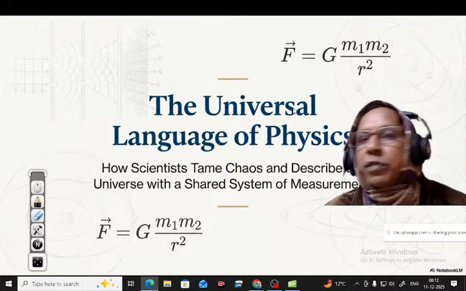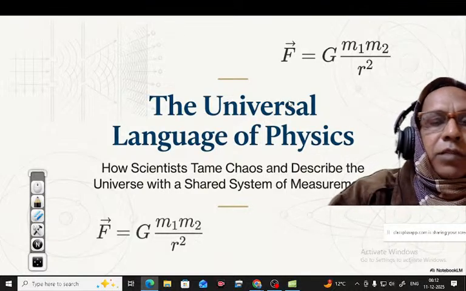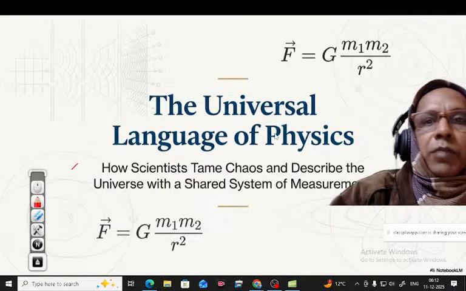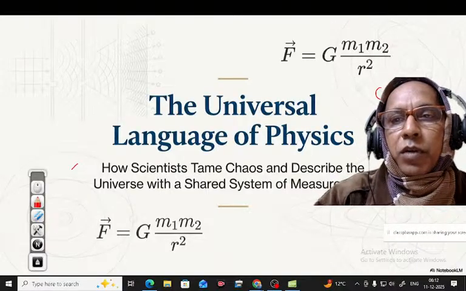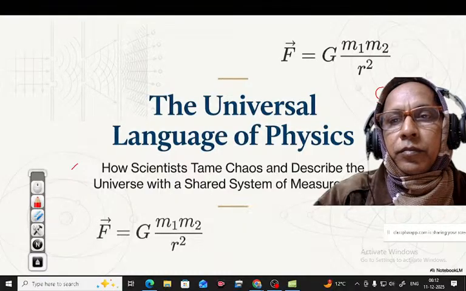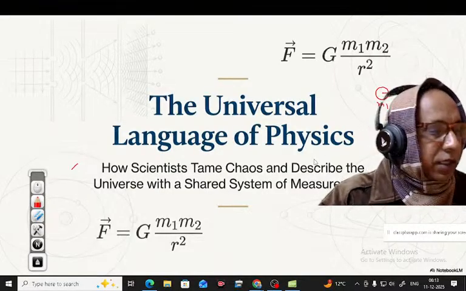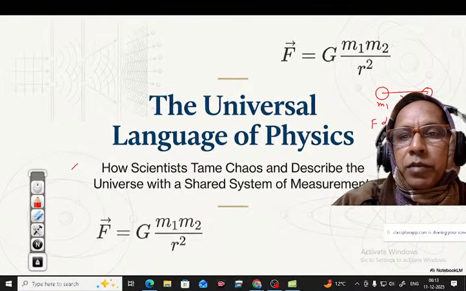You see here, this is the universal law of gravitation, and it can be represented by this formula. If there are two point masses, m1 and m2, separated by distance r, the universal gravitational force is directly proportional to the product of the masses, that is m1 into m2.